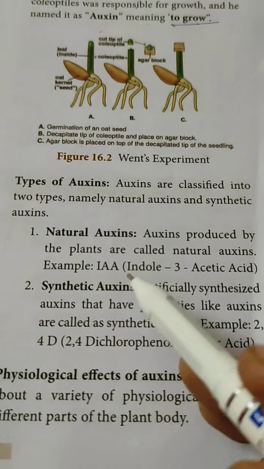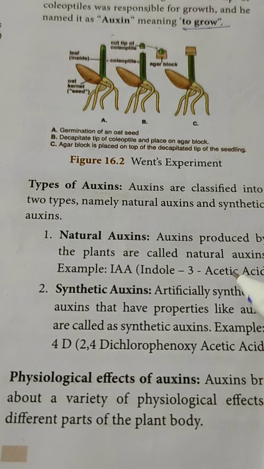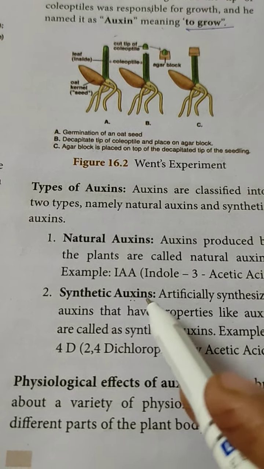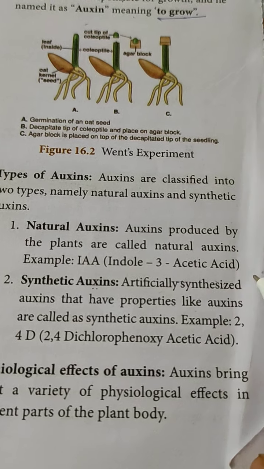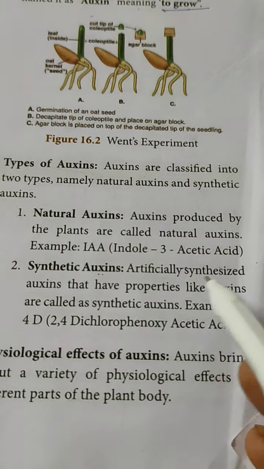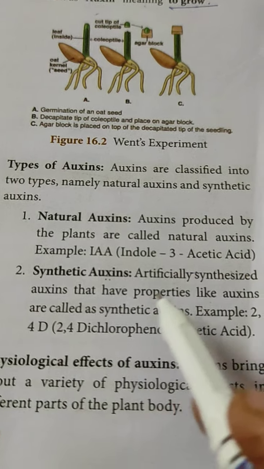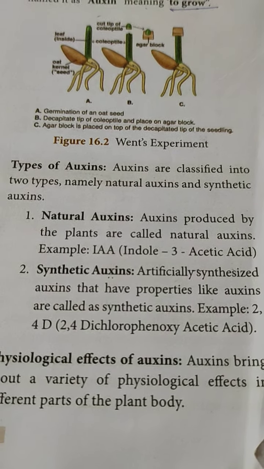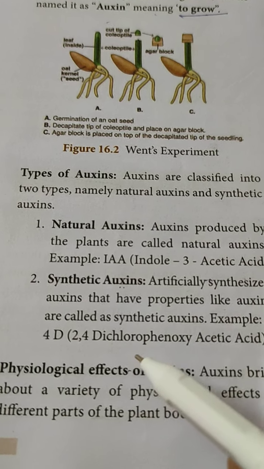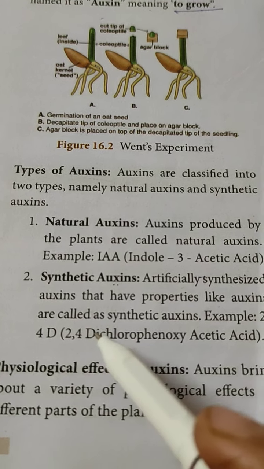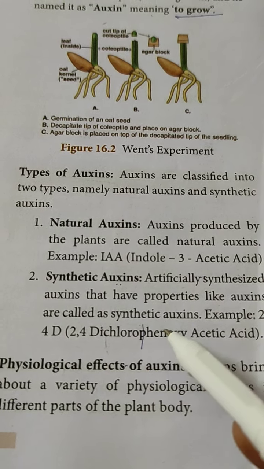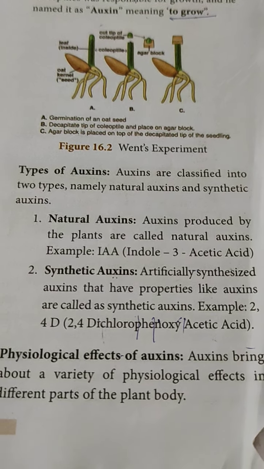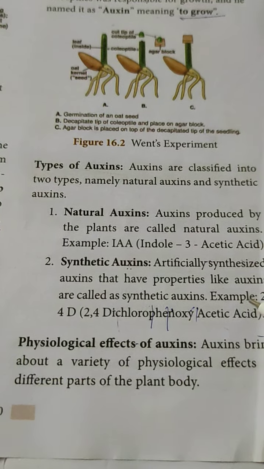Natural auxins are produced by the plants. Just now I told you they are called the natural auxins. With example, you have to study IAA, indole 3-acetic acid. Synthetic auxins are artificially synthesized auxins that have properties like auxin. Example: 2,4-D, 2,4-dichlorophenoxyacetic acid.